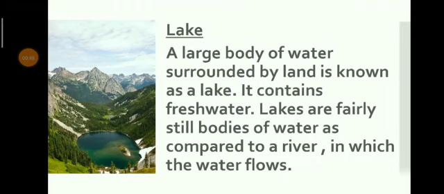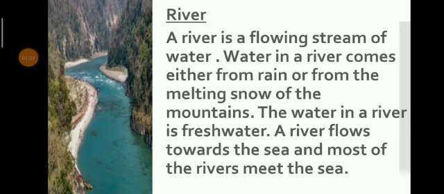Lake. A large body of water surrounded by land is known as a lake. It contains fresh water. Lakes are fairly still bodies of water as compared to a river, in which the water flows. River. A river is a flowing stream of water. Water in a river comes either from rain or from the melting snow of the mountains. The water in a river is fresh water. A river flows towards the sea, and most of the rivers meet the sea.